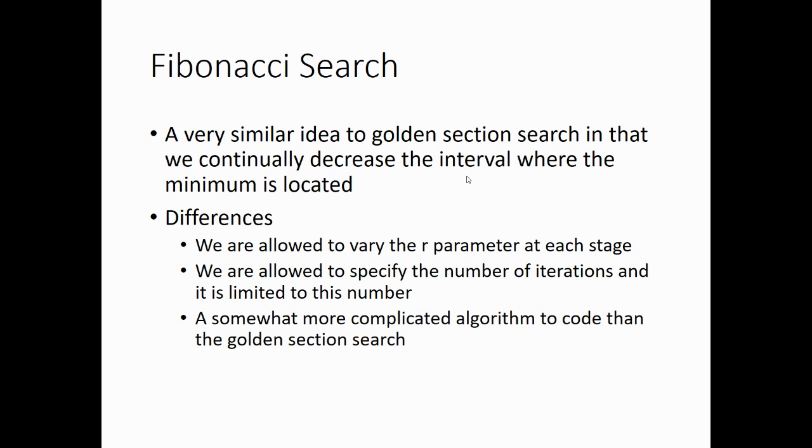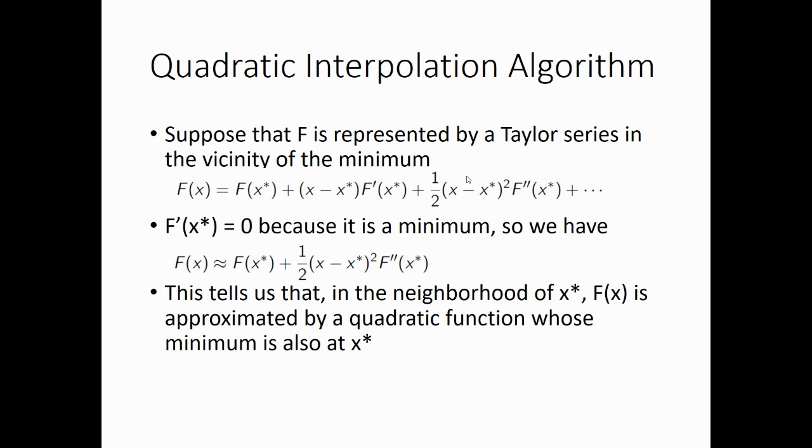And it's a somewhat more complicated algorithm to code than the golden section search. So basically, the extra complexity of the Fibonacci algorithm, together with the disadvantage of having the algorithm depend on the number of evaluations that we permit, mitigates against its use in general, and the golden section search is probably a better way to proceed. A final technique is the quadratic interpolation algorithm.